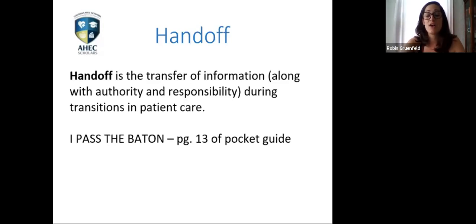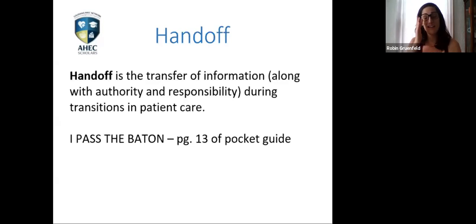And then finally, there's also the question of uncertainty, that you make sure that there's none, that you clarify everything. And then also the acknowledgement that the other person has received the information.